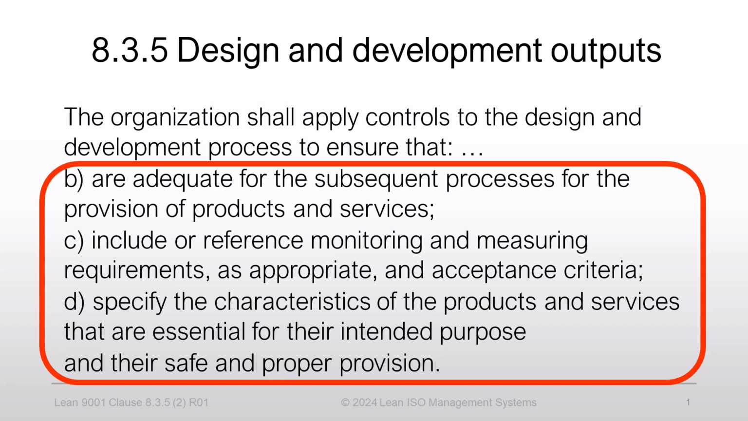Let's move on and talk about the following requirements. Point B wants us to ensure that the outputs are adequate for the subsequent processes for providing products and services. C. Include or reference monitoring and measuring requirements and acceptance criteria. And D. Specify the characteristics of the products and services that are essential for their intended purpose and their safe and proper provision. These 3 points require that your design output ensures manufacturability by addressing the adequacy of the processes, monitoring and measuring, acceptance criteria, and identification of the characteristics essential for their intended purpose and safety. We will talk about this final stage of design in the following videos.